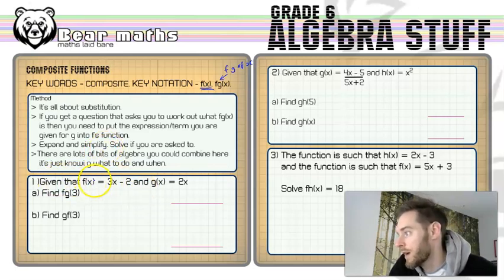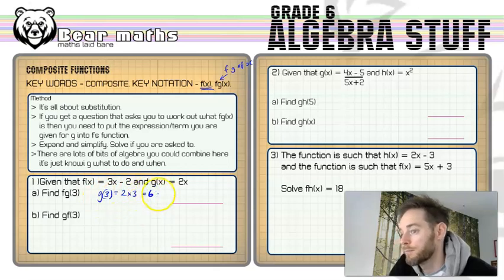Now, given that f of x is 3x minus 2, and g of x is 2x, find fg of 3. So we're going to put the two functions together, and we're going to put 3 into g's function first, because the g is next to the 3 in this notation. So the 3 needs to go in here. g of 3 is equal to 2 multiplied by 3, which is equal to 6. We know that g of 3 is equal to 6.